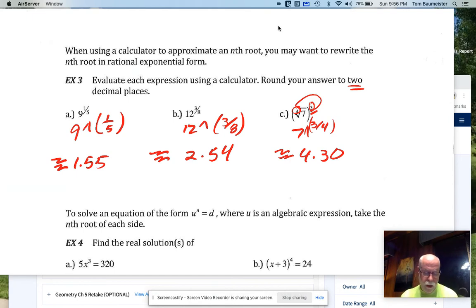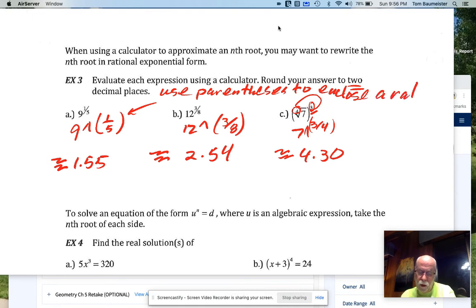So, like I said, the thing might be to use, here, why don't I write that down? So, use parentheses to enclose a rational exponent.